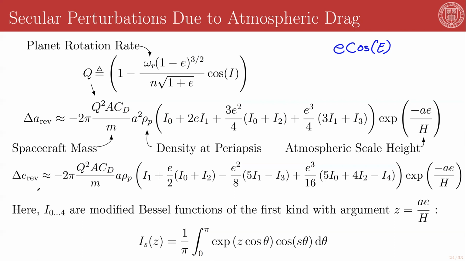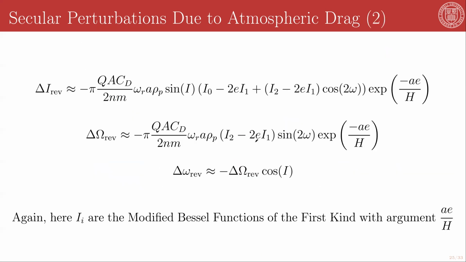We have a very, very similar expression for the change in eccentricity per revolution, and I'm not going to read it out, but you can see that the forms are quite similar with just small differences in this Bessel function expansion. We can write equivalent expressions for the change in the inclination, the change in the longitude of the ascending node, and the change in the argument of periapsis. And we see here that atmospheric drag really affects everything. It has an effect on essentially all of the orbital elements.